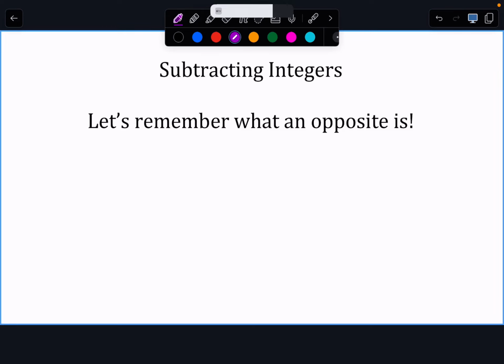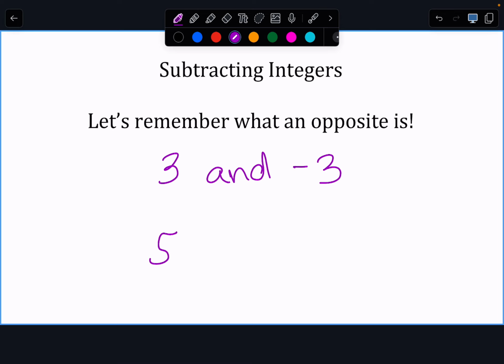Who can tell me what an opposite is? We talked about this a few days ago. Olivia. Okay, so 3 and -3 are opposites. How did we describe using words what opposites are? What'd you say? Okay, they're the same distance from 0. 3 and -3 are opposites. 5 and -5 are opposites.